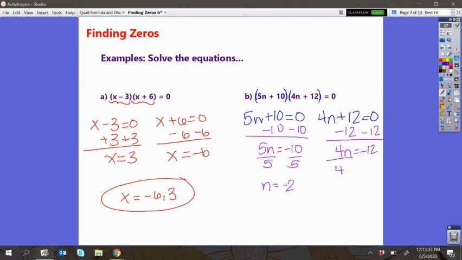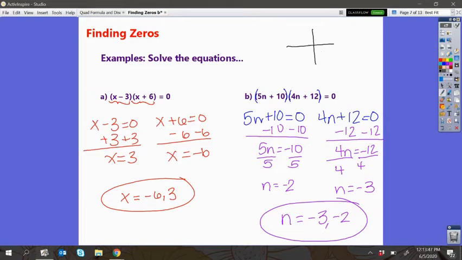And I divide here. So we get two zeros of n equals -3 and -2. So again, we're finding those zeros or solving. They mean the same thing. And what that means is we're looking for x-intercepts. We're doing this algebraically now by looking at the factored forms.